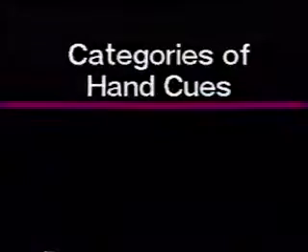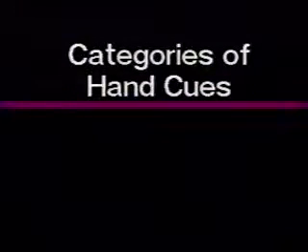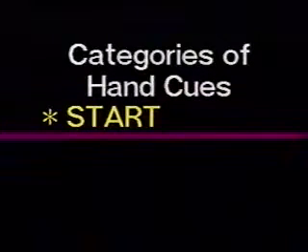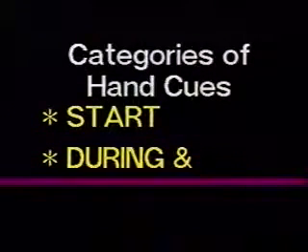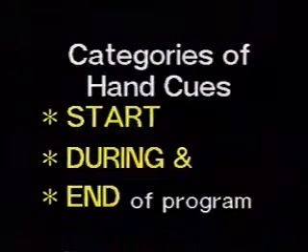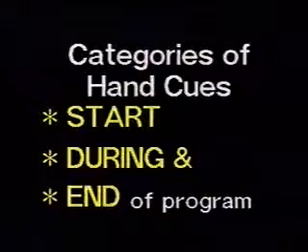Before going into the details and seeing the actual demonstration of these hand cues, we can classify these hand cues into three different categories. Hand cues which are given before the start of the program. Hand cues which are given during the program. And finally, hand cues which are given towards the end of the program.